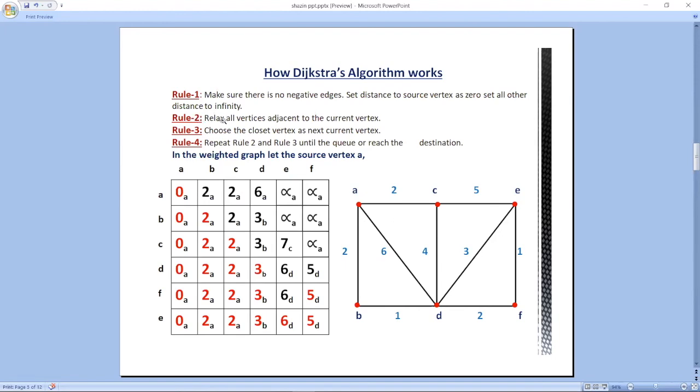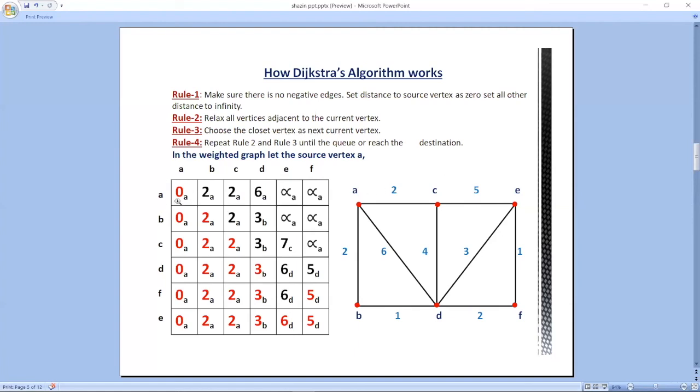Rule 2 is basically to relax all the vertices adjacent to the current vertex. Which means that if the adjacent vertices have a direct way, we mark the value here and here, and choose the closest vertex as the current vertex.